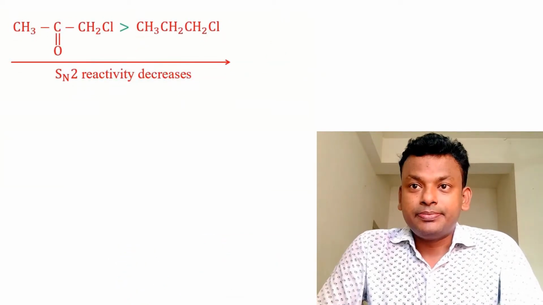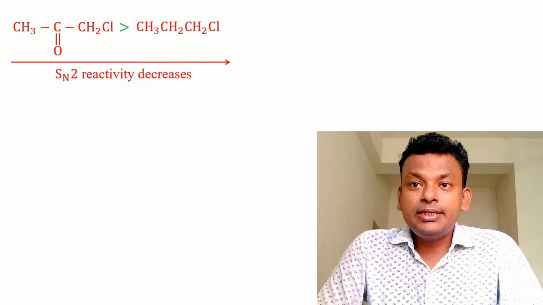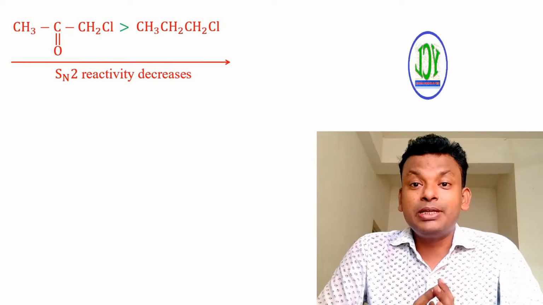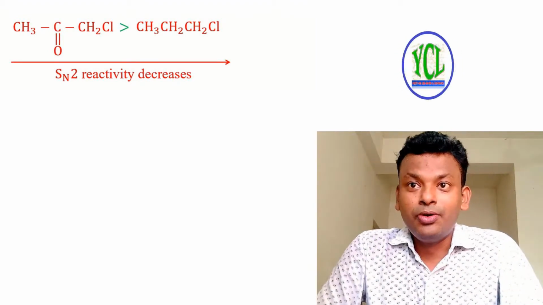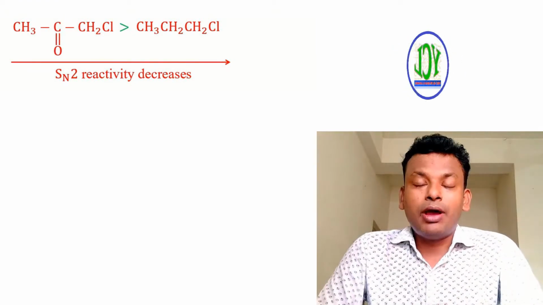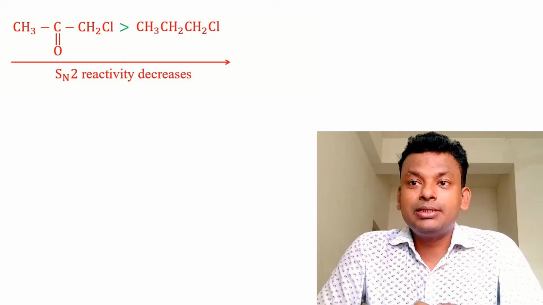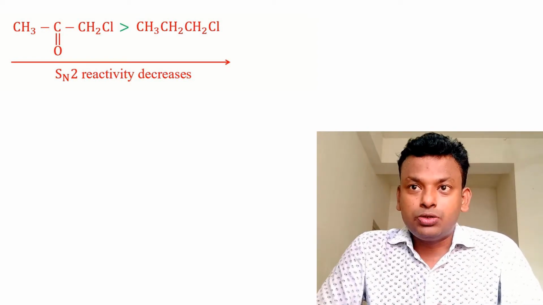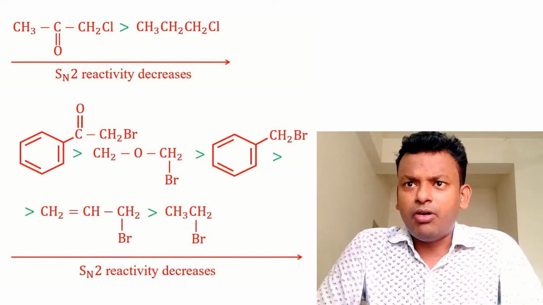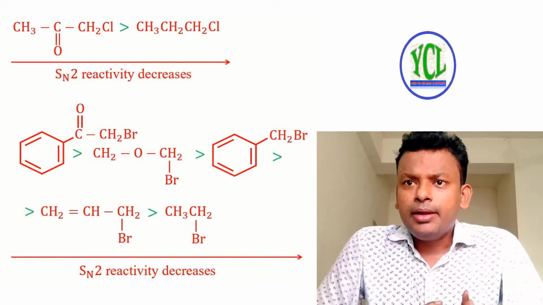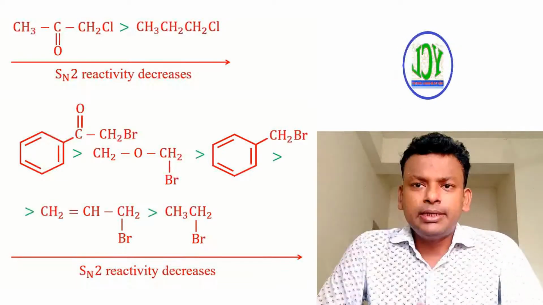And next, CH3COCH2Cl is more reactive in the presence of a pi bond, that is the C=O group. The next one has no pi bond, so CH3CH2Cl is less reactive, so SN2 reactivity decreases. Also, in the given order you can see this: SN2 reactivity decreases.